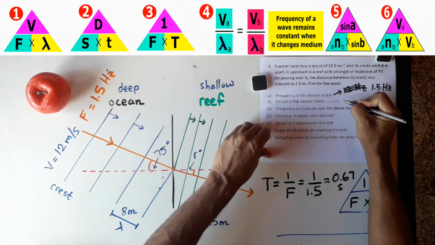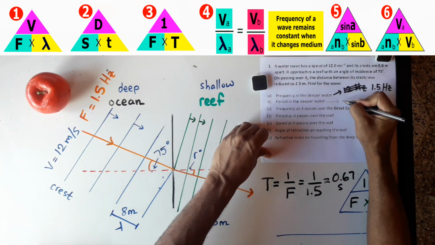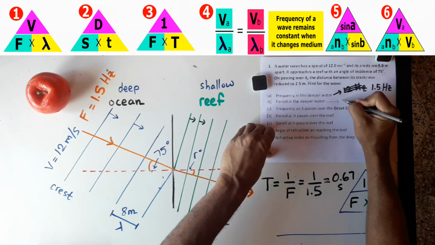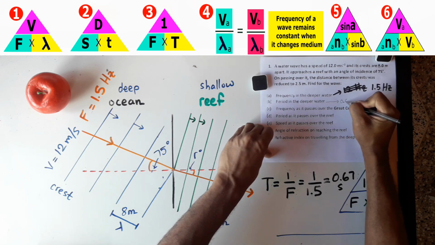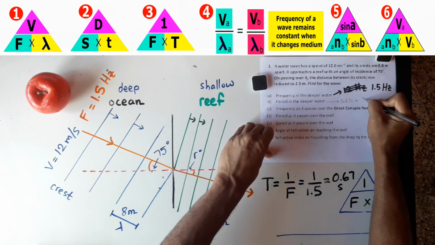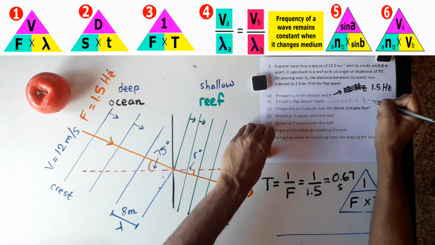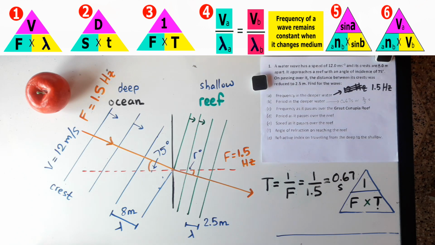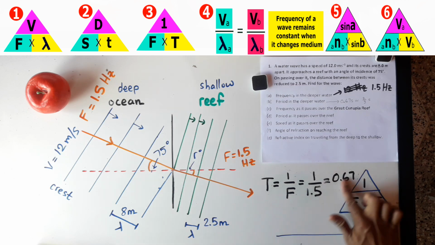Well, the periodic time in the deeper part is 0.67 seconds, or some of you might write 2/3 of a second. Both of them are correct, right? One is just the rounded off version of the other. Alright, so we're done with 2 parts there.